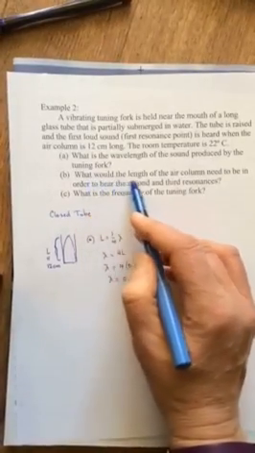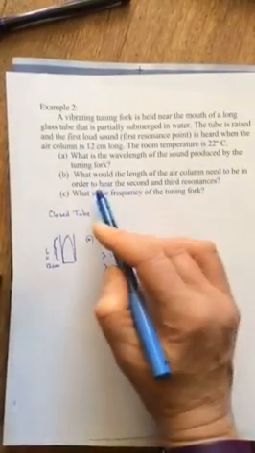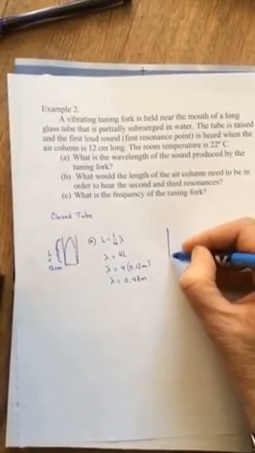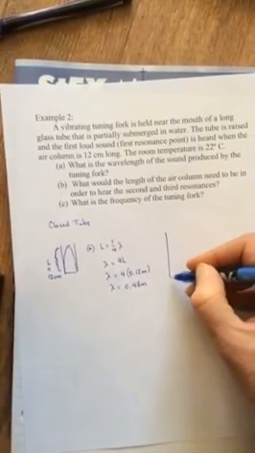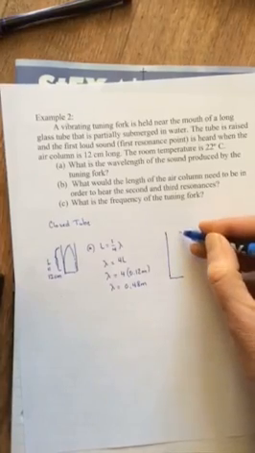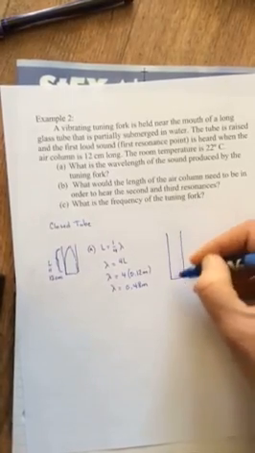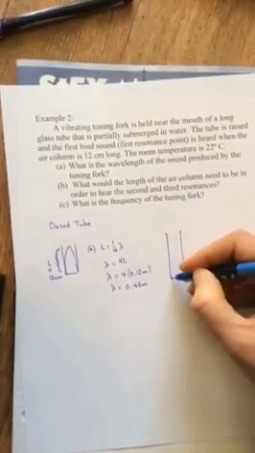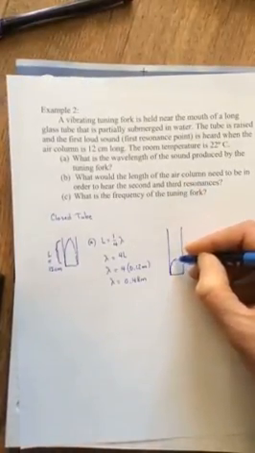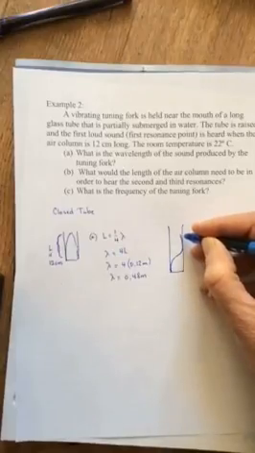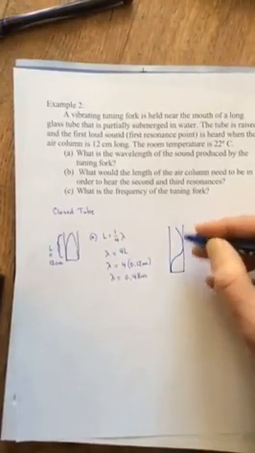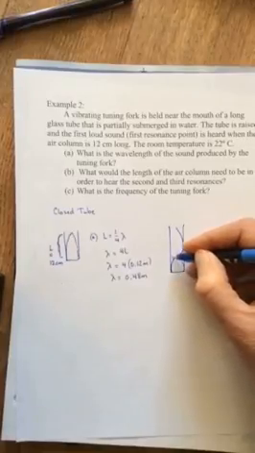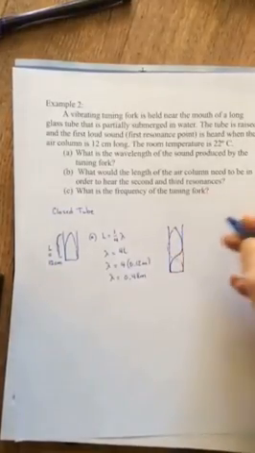Part B says, what would be the length of the air column needed in order to hear the second and third resonating point? So now, you're going to continue to raise the air column out of the water. So the length is going to change, and you're going to keep raising it until you hear the second resonating point. The second resonating point, we know from the pictures we just did a few minutes ago, is going to look like this. It's going to be an antinode at one end, a node at the other.